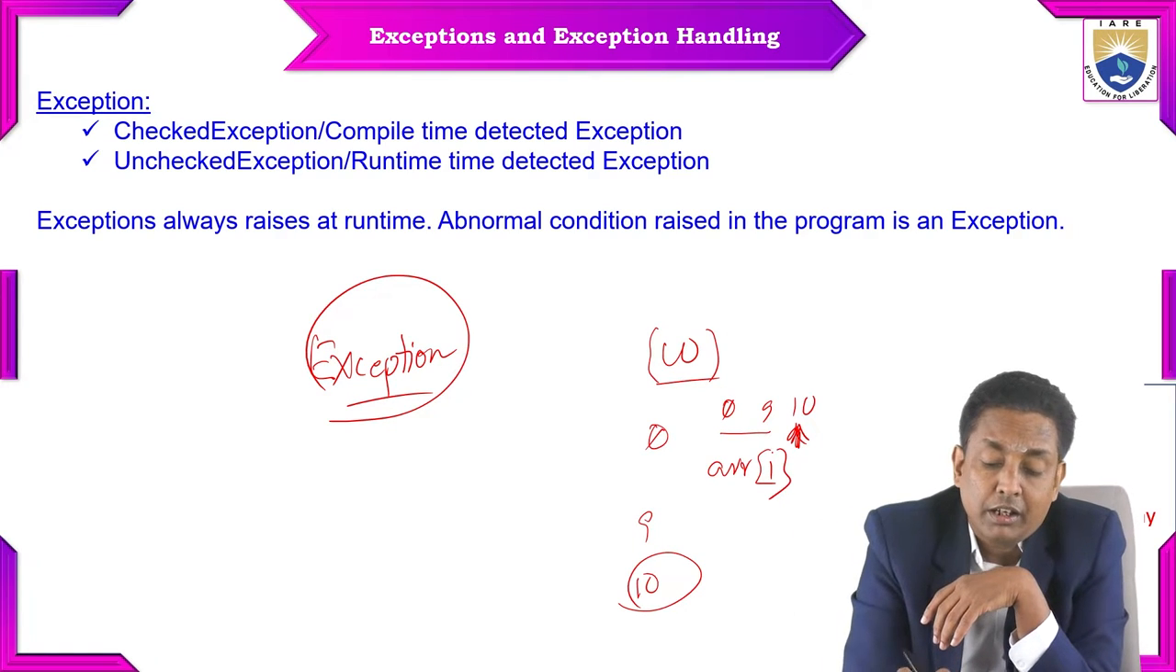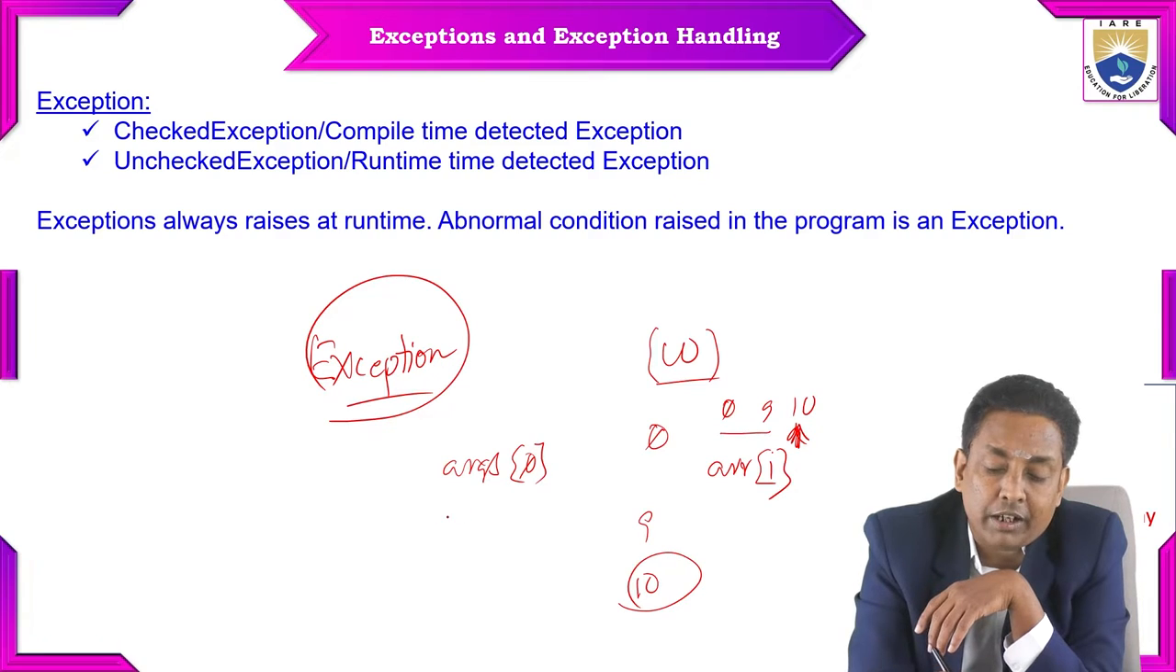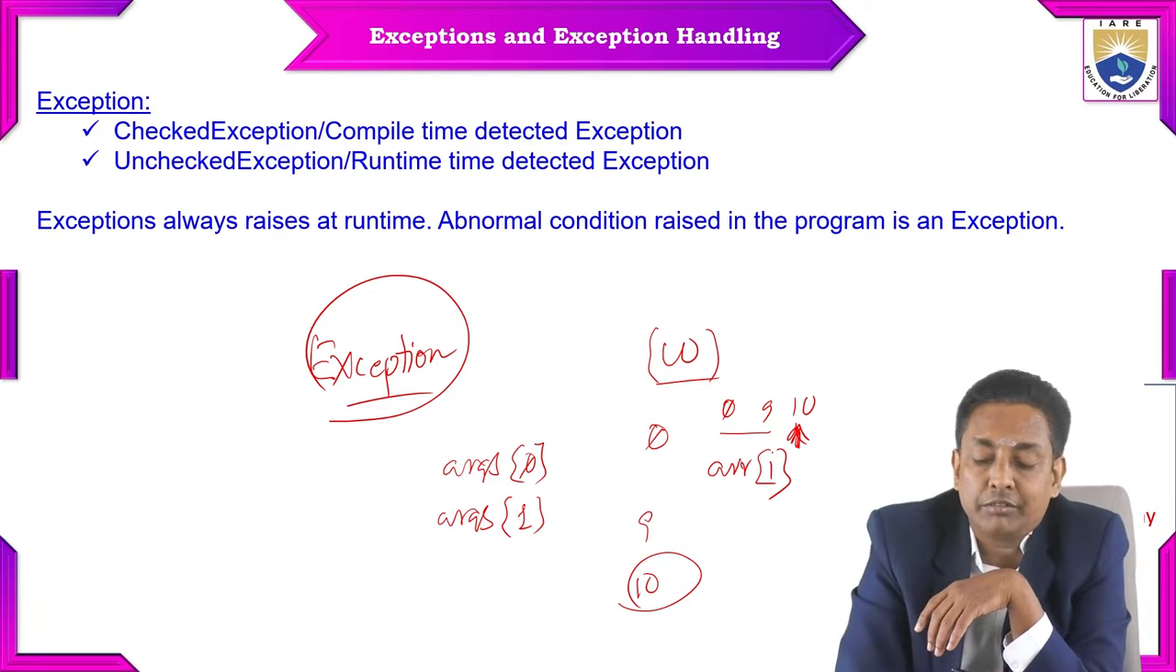Similarly, we will take something from the standard input. In the main method, we have args, right? Through command line arguments, we are taking some name, your age, your qualification, something like that. Through command line arguments, we are taking your name.